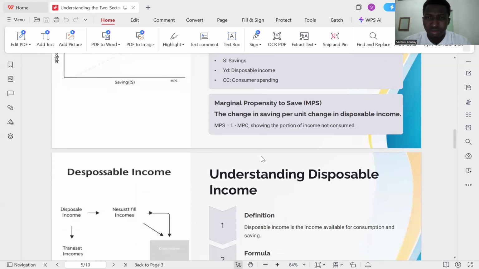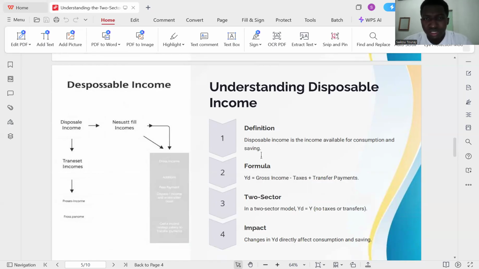The marginal propensity to save, MPS, is the change in saving per unit change in disposable income. This is the increment, the change, that shows the saving. MPS equals 1 minus MPC, the portion of the income not consumed.